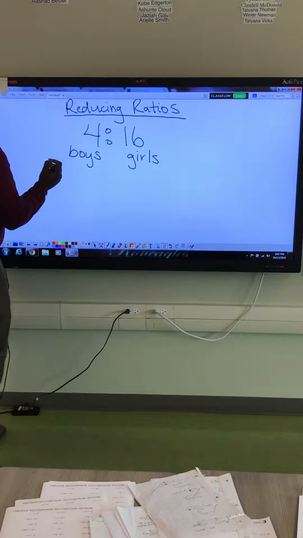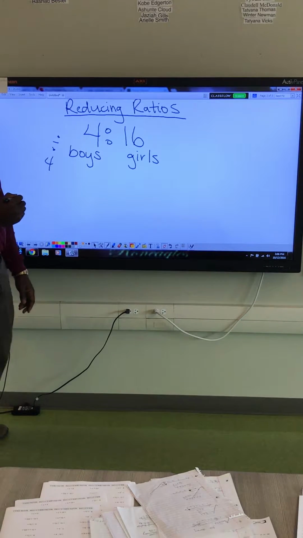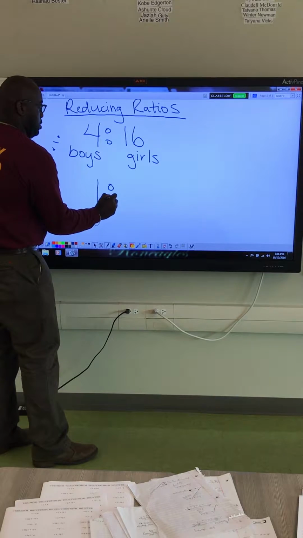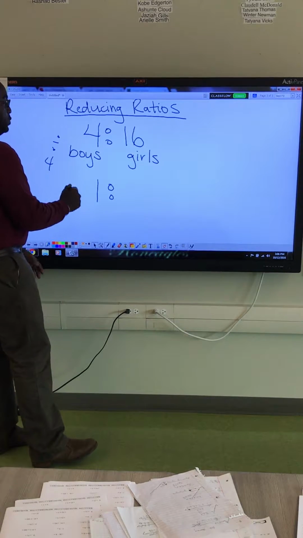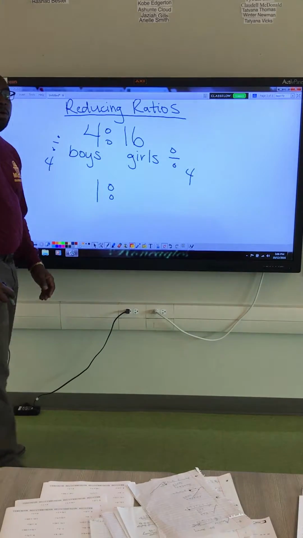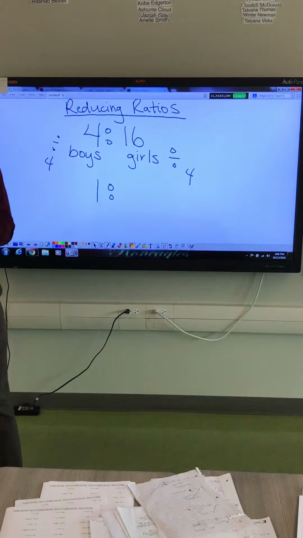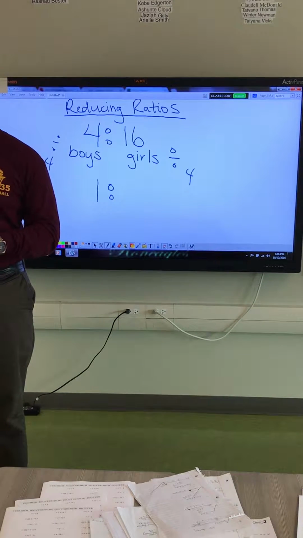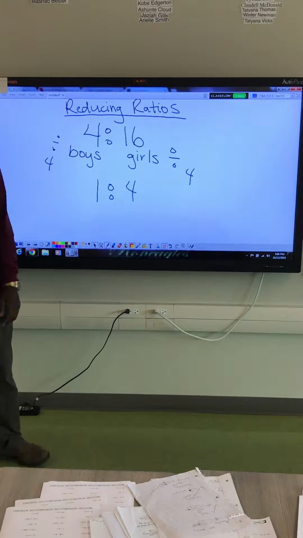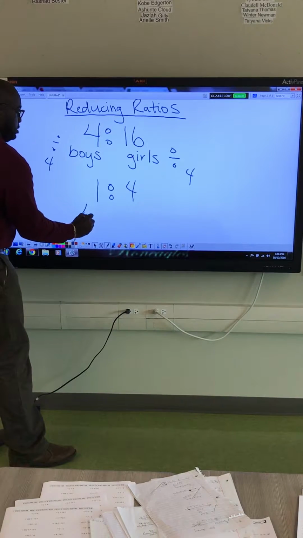So 4 divided by 4 is 1. Good. 4 divided by 4 is 1. 16 divided by 4. Remember, what you do on one side, you do on the other side. 16 divided by 4 is 4. Good. Your final answer is 1 boy to 4 girls.